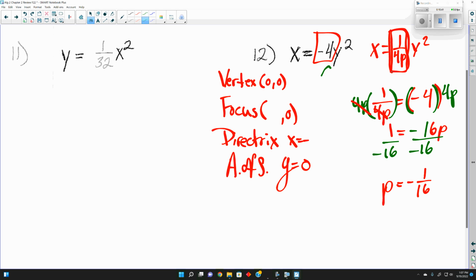But here, it's negative 4. I've got to set the whole thing equal to it. Now, we get negative 1/16 for our focus, because negative 1/16, comma 0, p, comma 0. And the directrix is x equals negative p. Well, the value of p is already negative, so it's going to become what? Positive 1/16.